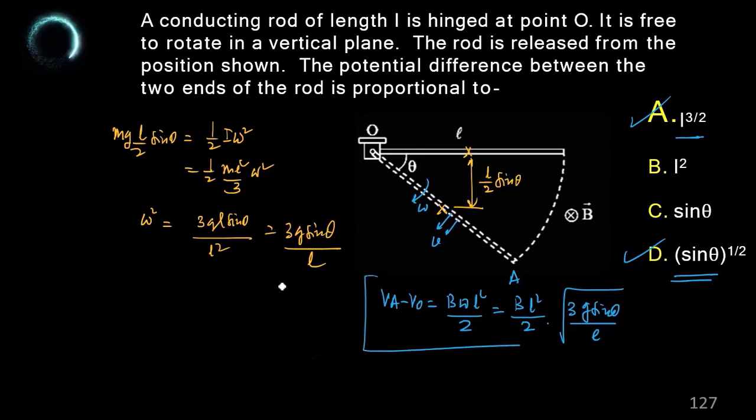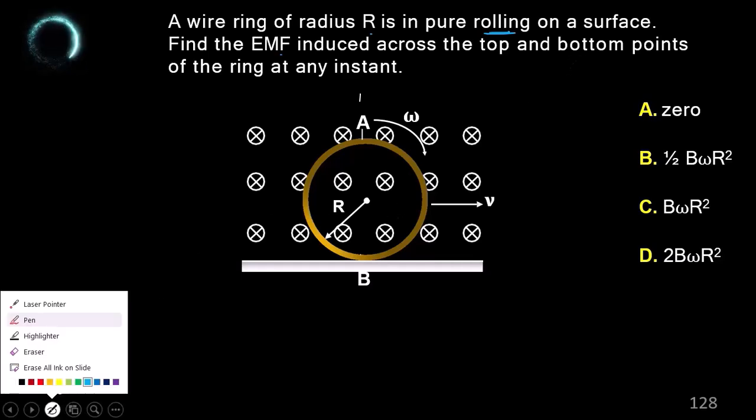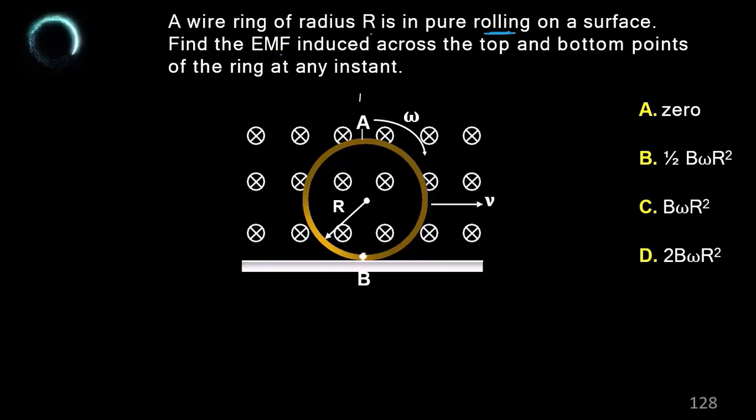Okay, that is the logic behind doing these. Similarly, rolling. A ring of radius r is in pure rolling condition on a surface. Find the EMF induced between the top and the bottom point of the ring at any instant. Whenever the pure rolling condition is there, I assume that B is the fixed point. B is not moving. So about point B, all the points are rotating. You are asked to calculate for the top and bottom points, so between A and B.